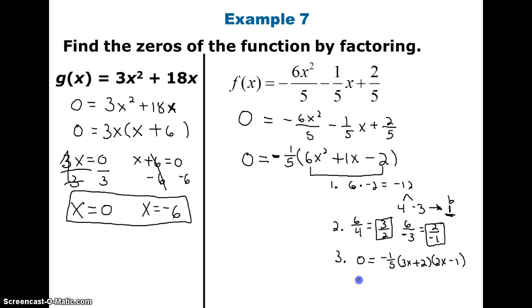So I'm going to take 0 equals negative 1/5, 3x plus 2 equals 0, and 2x minus 1 equal to 0. Don't pay attention to the negative 1/5, it doesn't have a variable. When you solve for x on this one, you get negative 2/3. When you solve for x on this one, you get 1/2.